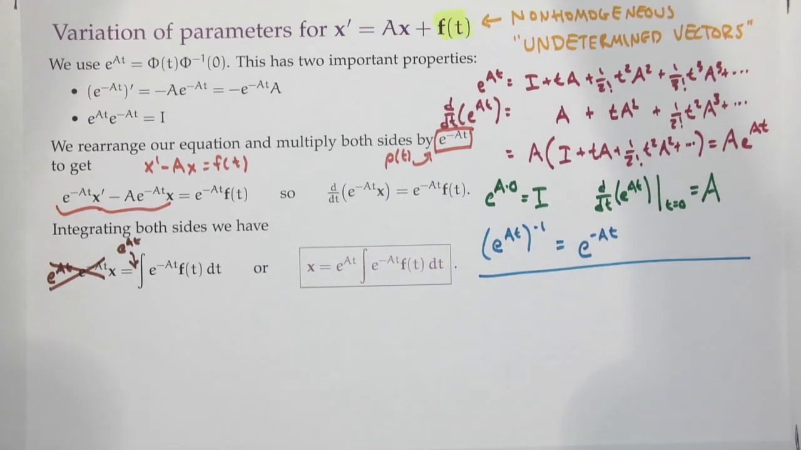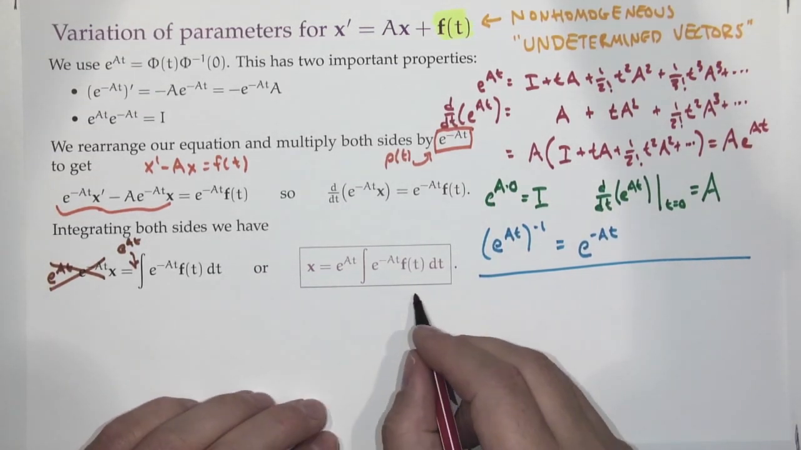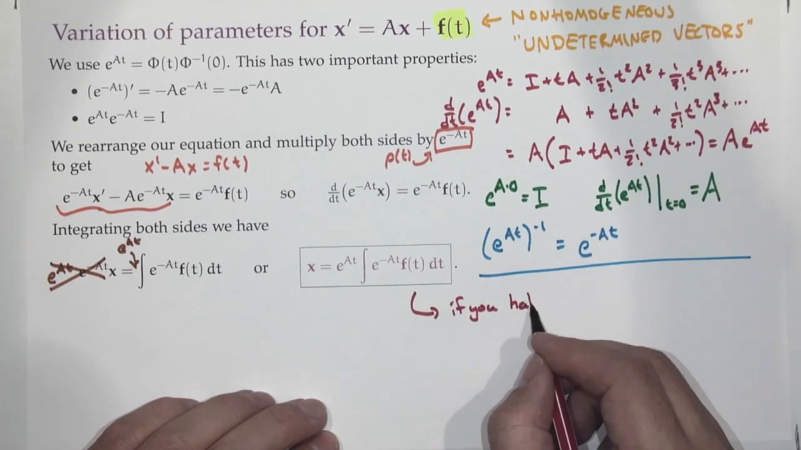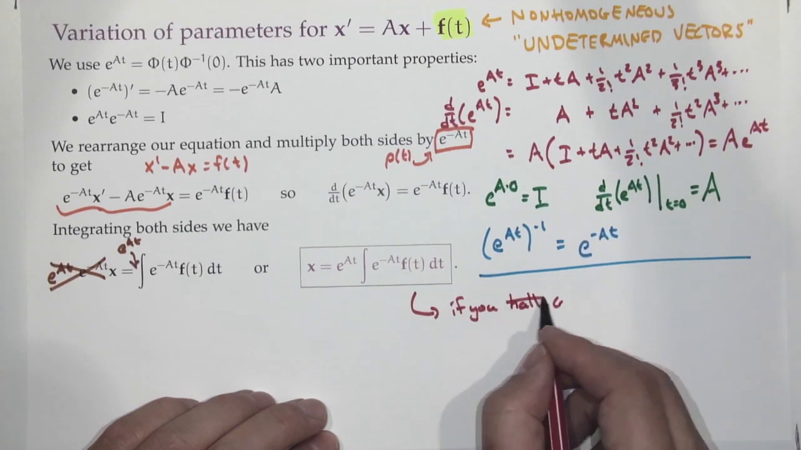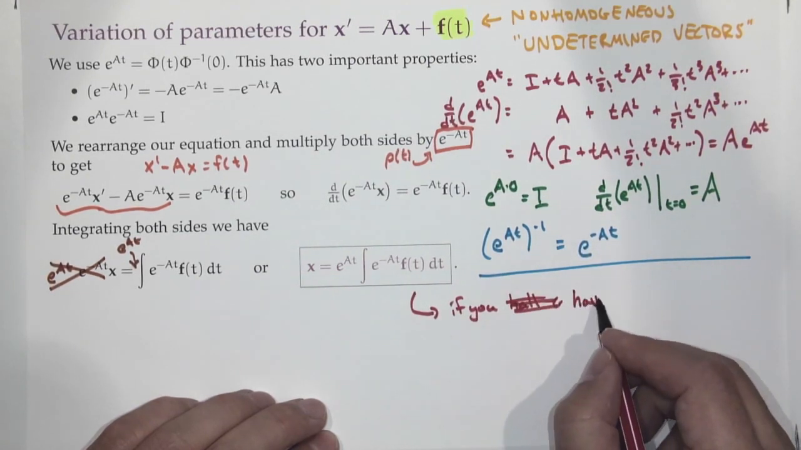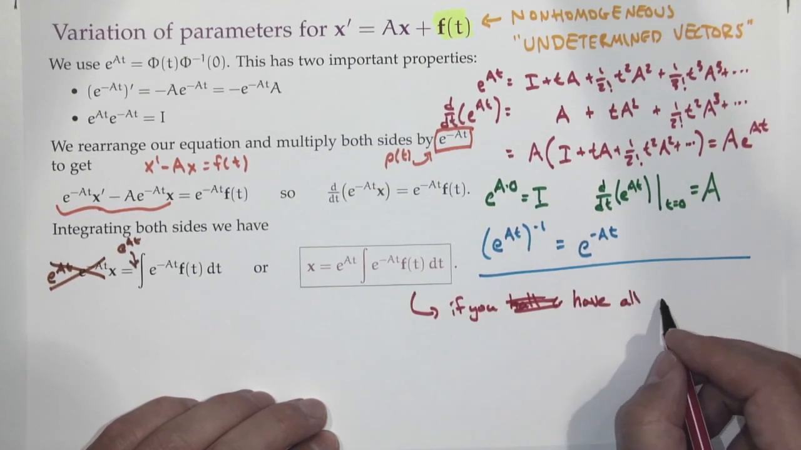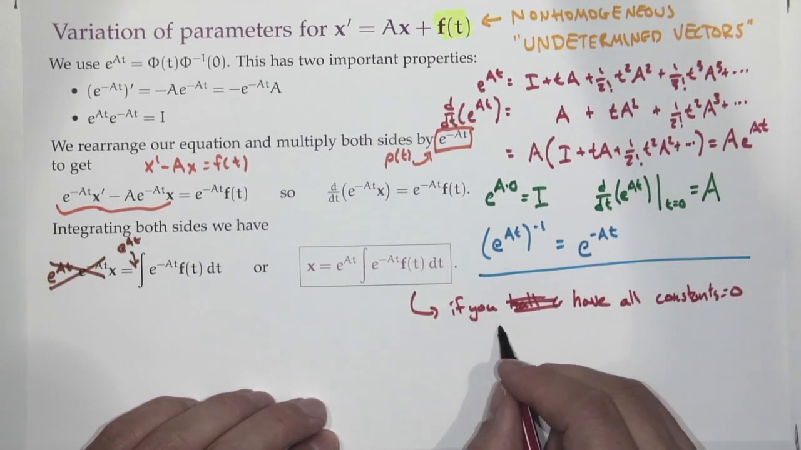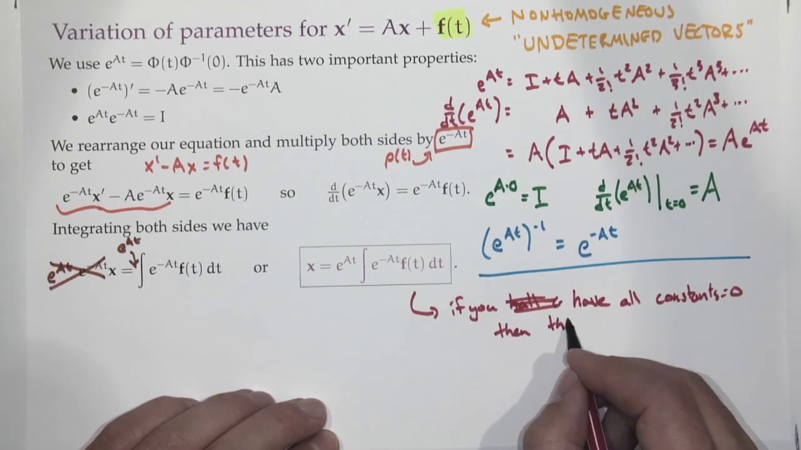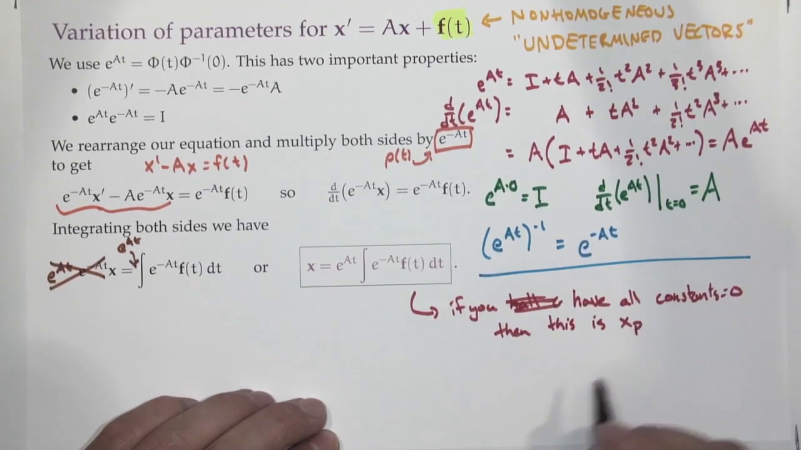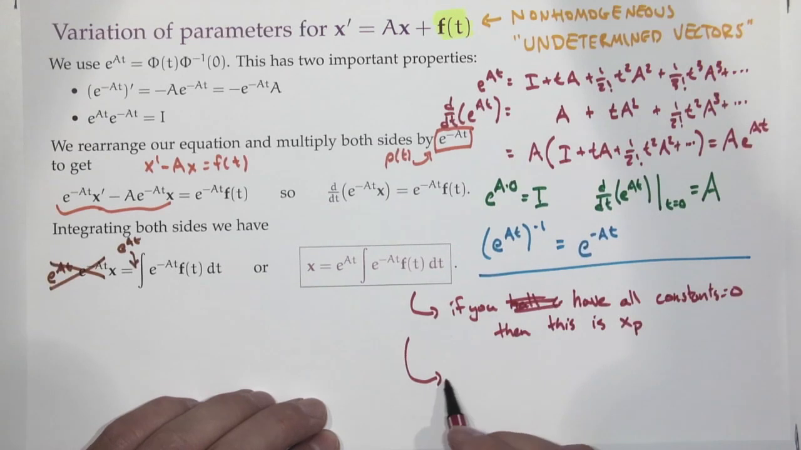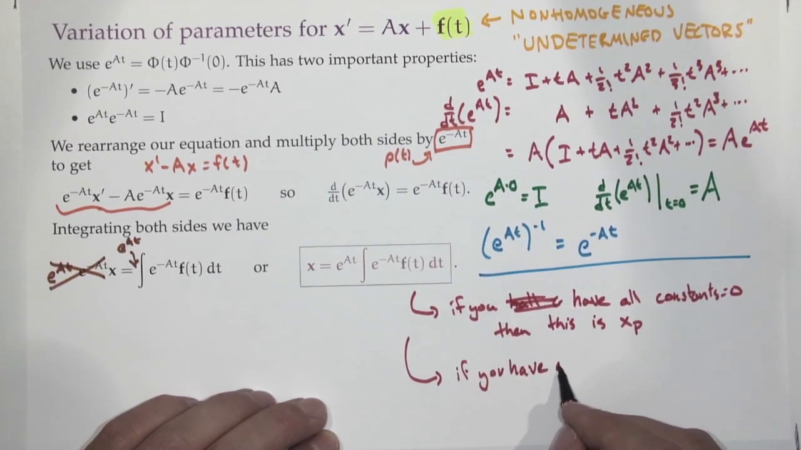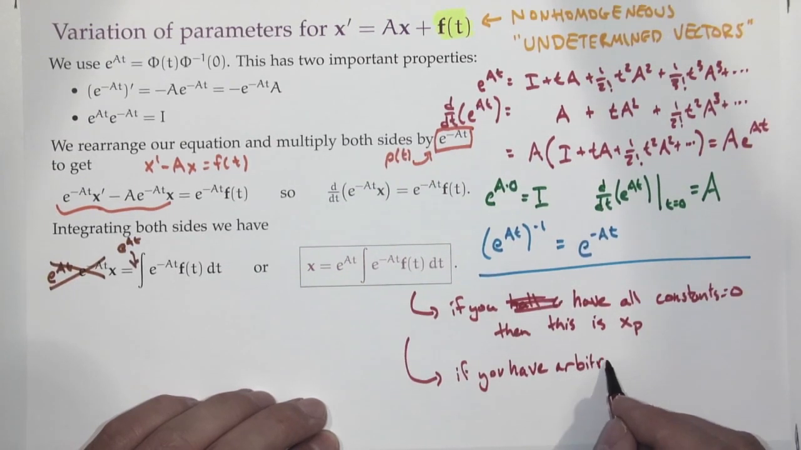Now, you have two things that you can do. If you have all constants equal 0, you have the function x_p. So this is the particular solution. If you have arbitrary constants, then what will you have instead of the particular solution?